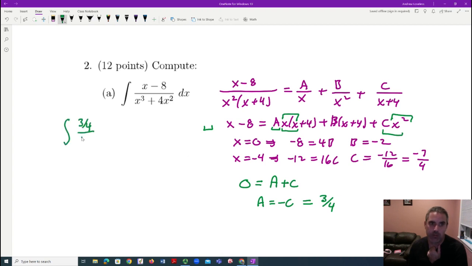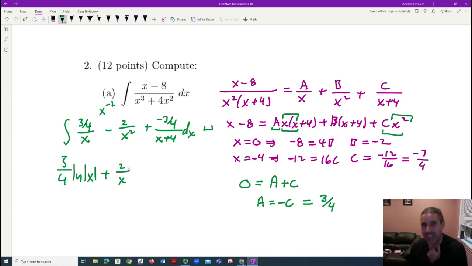So it's 3/4 over x minus 2 over x squared plus negative 3/4 over x plus 4. And this becomes 3/4 the log of the absolute value of x. This becomes plus 2 over x. If you don't know how I got that, we were integrating x to the negative 2, which becomes negative x to the negative 1, which is the same as this once you change the sign. This, the log of x plus 4, plus c, and we are done.